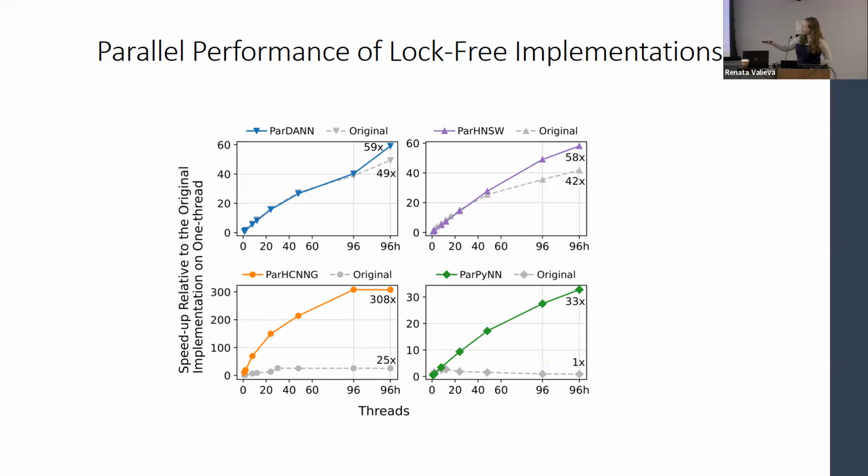This is on a machine with 96 threads, going from building with one thread to 96. On the y-axis, we have speedup relative to the original implementation on one thread. For example, for HCNNG, the original gets a 25x speedup at 96 threads compared to what it got at one thread, and our implementation gets a 308x speedup compared to what the original implementation got on one thread. And this is building these algorithms with the same parameters, or as similar as possible, on the same input. Yeah, on the same input.